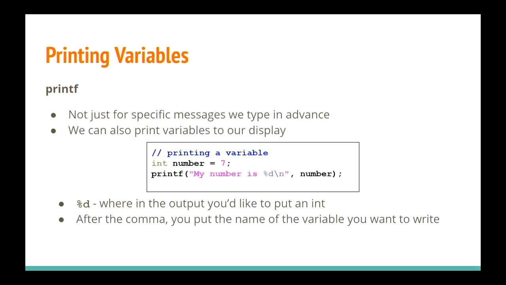So the %d says, I'm going to put a number in base 10 here in this string of letters that I'm going to print out to the terminal. That's where I'm going to put that number. And then we put a comma there, and after that we say, okay, this is the actual variable that we want to put in where that %d is. So when we print this out, if I've declared and initialized my number as 7, this is going to print out my number as 7.